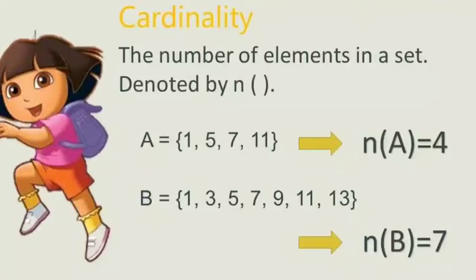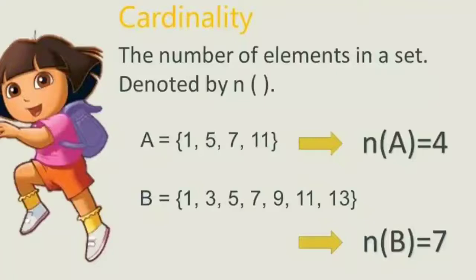Cardinality, the number of elements in a set. I repeat, it is the number of elements in a set denoted by n, open and close parentheses. For example, set A, we have the following elements: 1, 5, 7, and 11. N open parentheses A close parentheses is equal to how many elements do we have in the given set? 4 elements. Therefore, n of A is equal to 4.